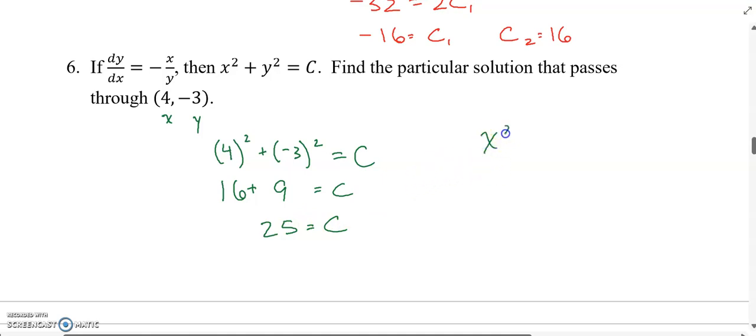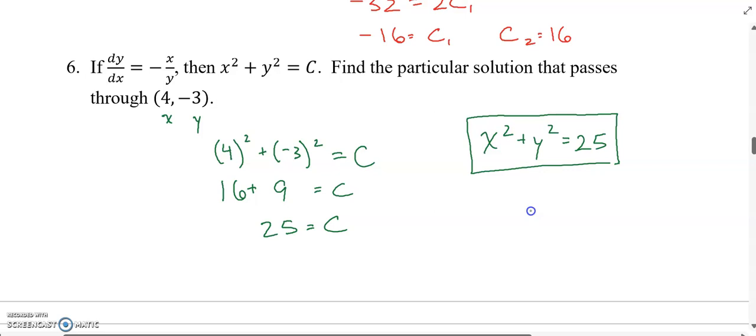Therefore, we have x squared plus y squared equals 25 as the particular solution to this differential equation that passes through the point (4, -3). I encourage you, if you don't already know what the graph looks like, give this a try: graph this function, and then you should recognize what you get, and imagine what you get with different c values as well.